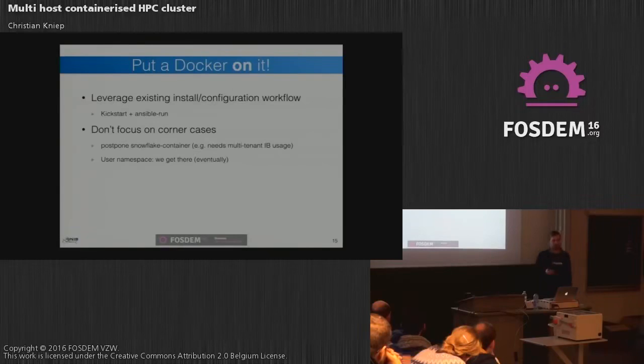And I don't want to focus on corner cases so much. I think that's a Docker Inc. approach anyway. They don't care about corner cases in the first hand. For instance, if you want to have multi-tenant IP usage, so InfiniBand usage in different containers on your host, then you are screwed because, yeah, there are also tricks to work around it, but there are a lot of snowflakey containers that you can create. But I think first I would like to get it going and then think about the corner cases later.